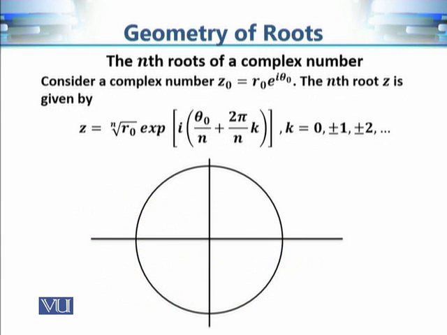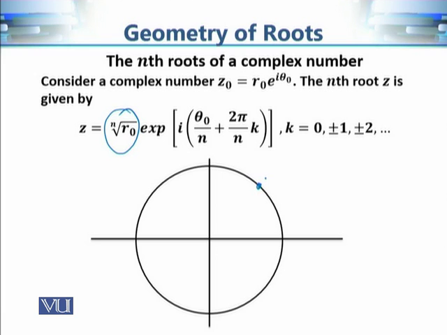Now let's explore further the geometry of these roots, and of course this will help us in finding the conditions on k. When I consider k is equal to 0, it gives me a complex number which is going to be on a circle of radius nth root of r naught. This is the radius of the circle, and all of these nth roots are going to be on the same circle.